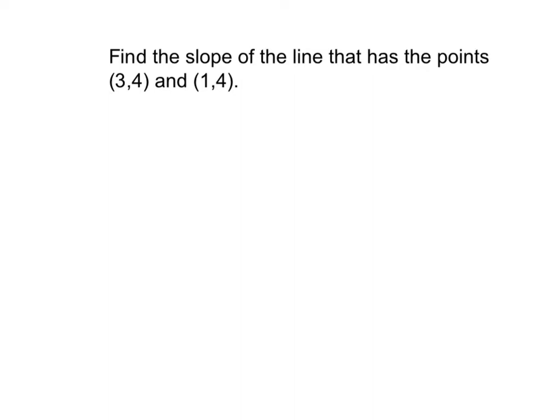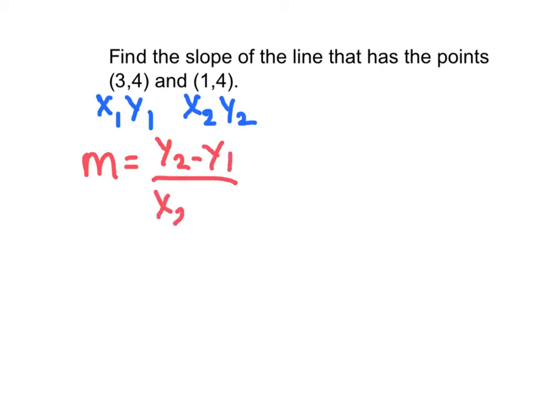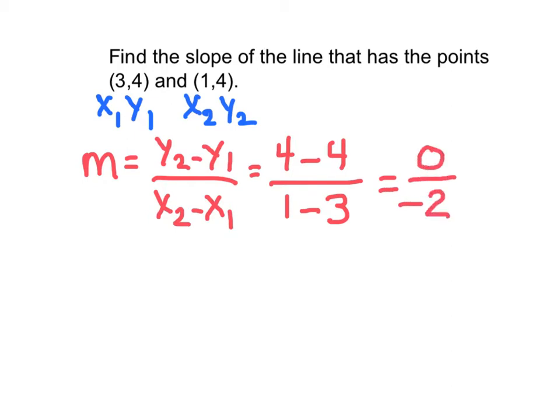Here's our next example. Pause the video, calculate the slope, restart to find your answer. Welcome back from pausing the video. Let's call 3, 4 our first x value and first y value, and 1, 4 our second x value and second y value. Let's use our slope formula. The two y values subtracted over the two x values subtracted. My y sub 2 value is 4, and my y sub 1 value is also 4. And then my x sub 2 value is 1, and x sub 1 is 3. 4 minus 4 is 0, and 1 minus 3 is negative 2. So 0 over negative 2 gives me a slope of 0.